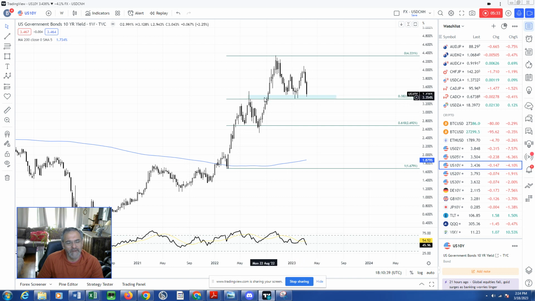This is a 10-year, you know, pivotal level. If I look at this fractal, I think there's some support here right along this Fibo.